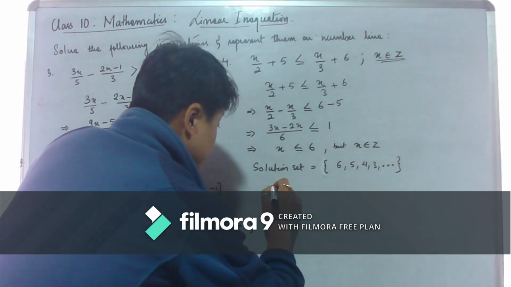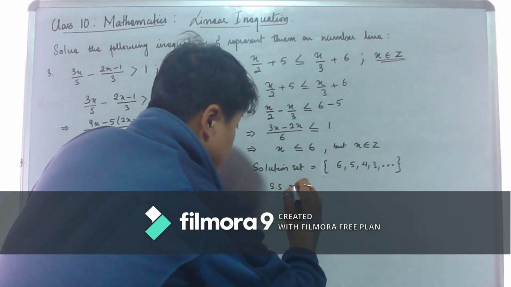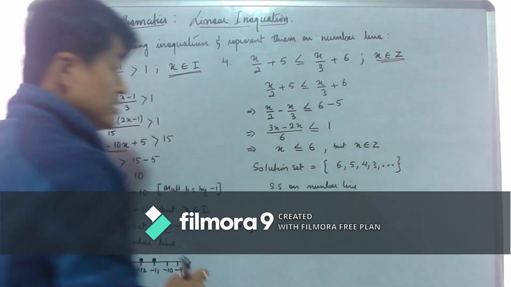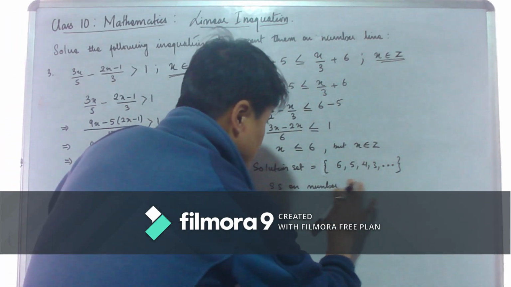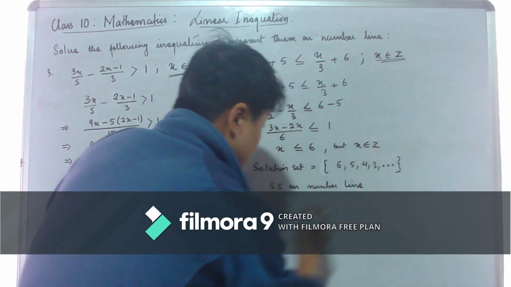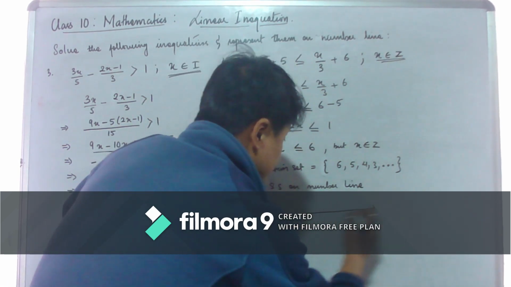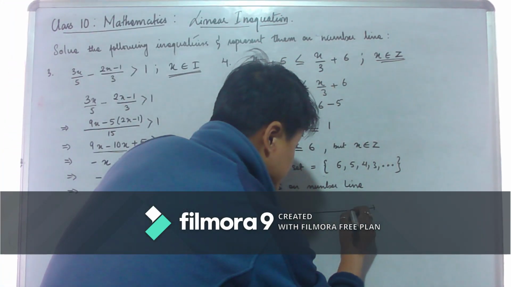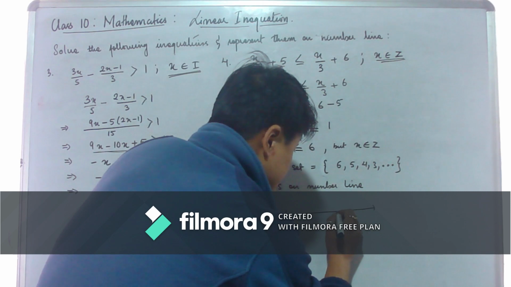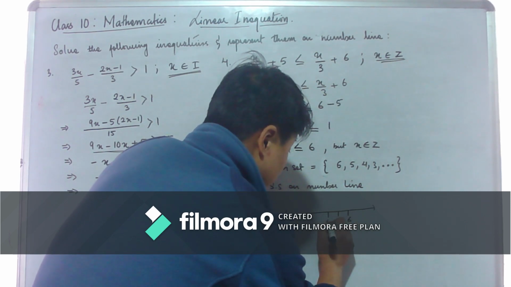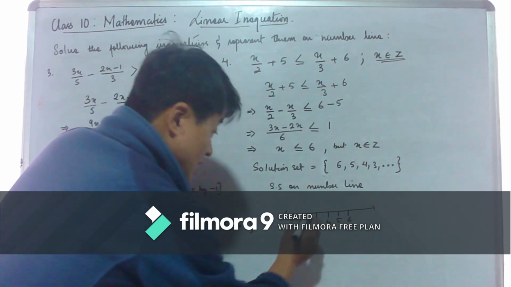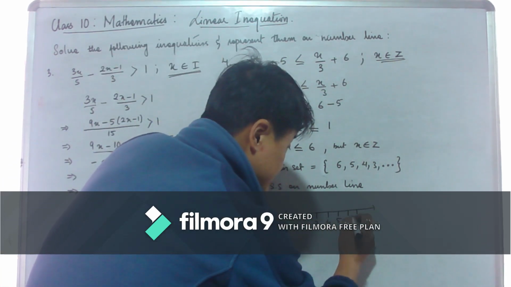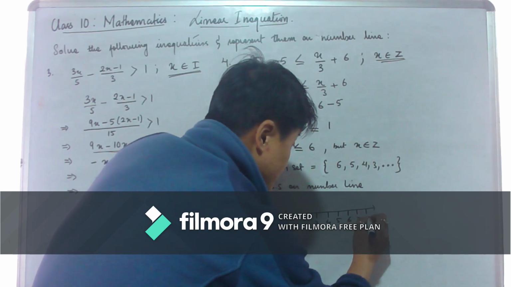Okay, so we represent the solution set on the number line. We'll draw the solution set and show this. The greatest number here is 6, then 5, 4, 3 and so on. It will keep on coming, right? If you want, write 2 also, and after 6 we can write 7, 8.